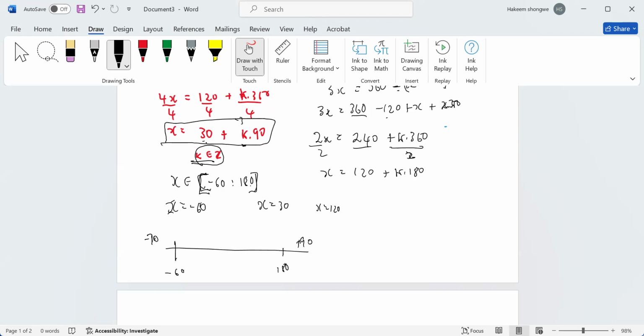K is a value that you can substitute, it is an integer. An integer is negative and positive values, né? Excluding the fractions. So it's like you are saying all the positive and the negative whole numbers.